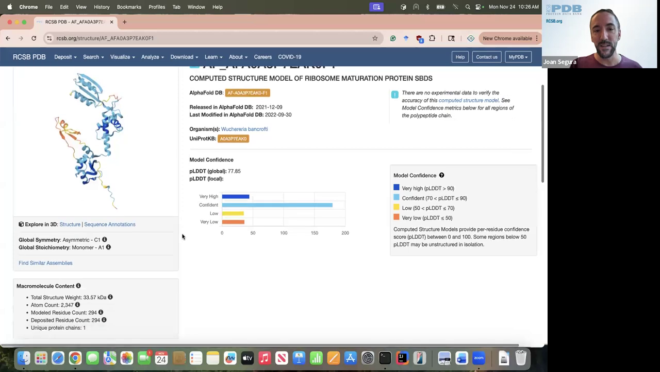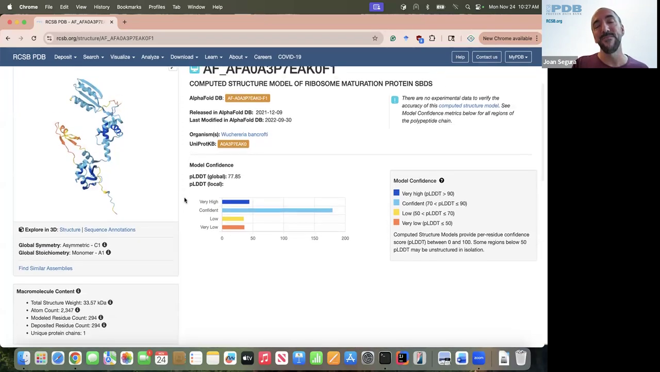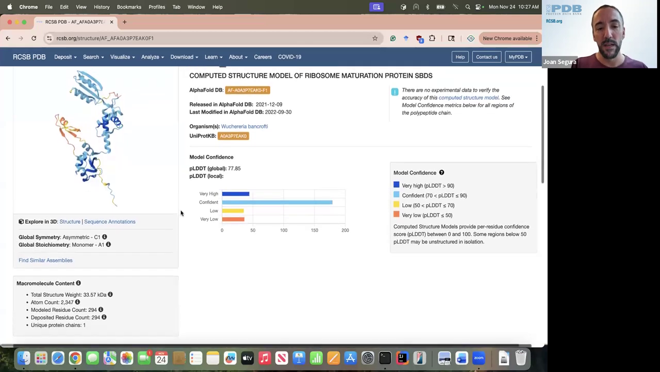In this case the average is 78%. 78% is not that good. Okay, I know it's higher than 70. That is where you can start trusting the structure, but depending on the purpose for which you are using this model, you have to be quite careful.